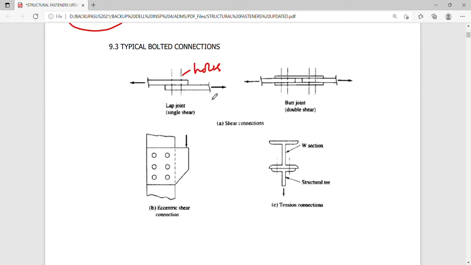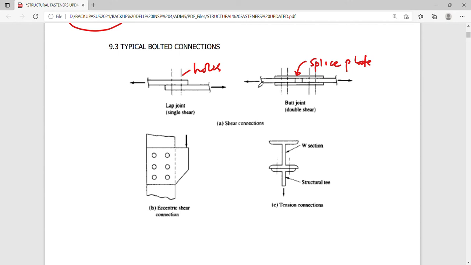For the butt joint, a splice plate is present to see to it that the plate members are butted together. They are aligned to see to it that the tensile forces are also concentric. The paths of the tension forces are concentric with each other.